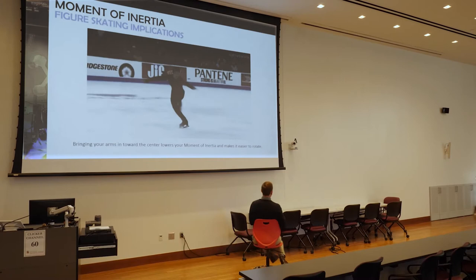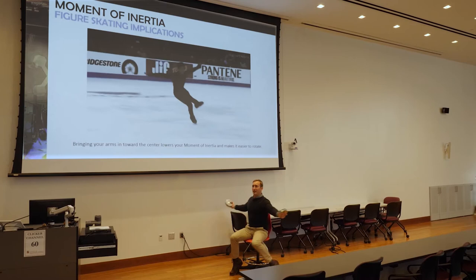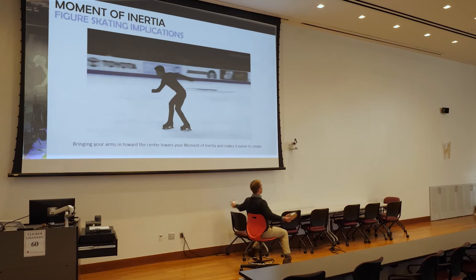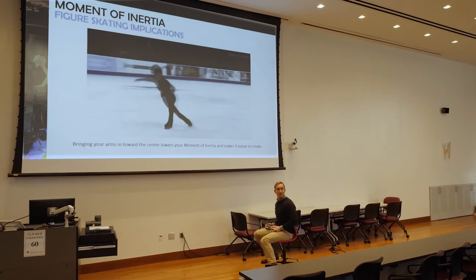To show that one more time, as I have the mass really far away from my body, you can see that I spin relatively slowly. But as I pull that mass in towards the center, I start to spin a lot faster. Now, because I'm a bit dizzy, let's move on.